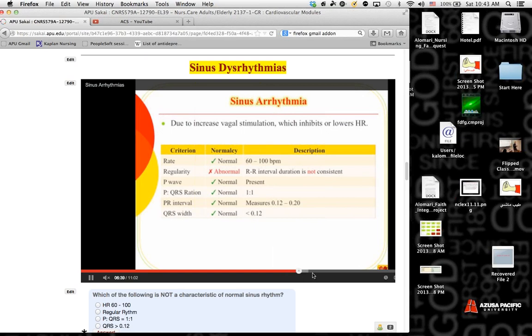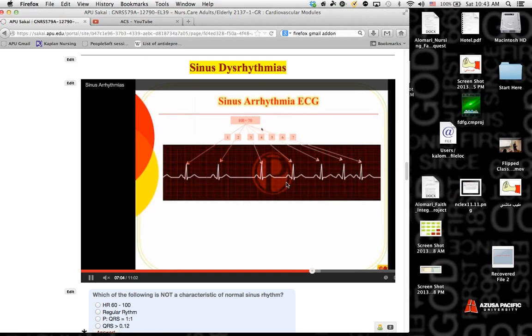Maybe one beat was irregular just because of respiration or a sigh or whatever that makes the rhythm irregular. Otherwise, everything is within normal. There's a P wave followed by a QRS. Again, the rate is within normal, it's a regular rhythm, and it's not ventricular. As you see, the QRS is within normal, and the PR, from the beginning of the P to the beginning of the QRS, is also normal.